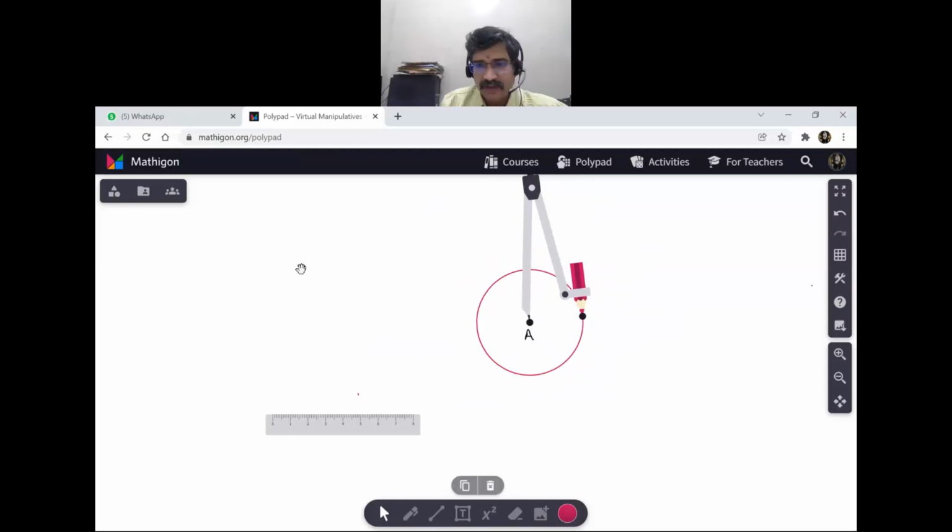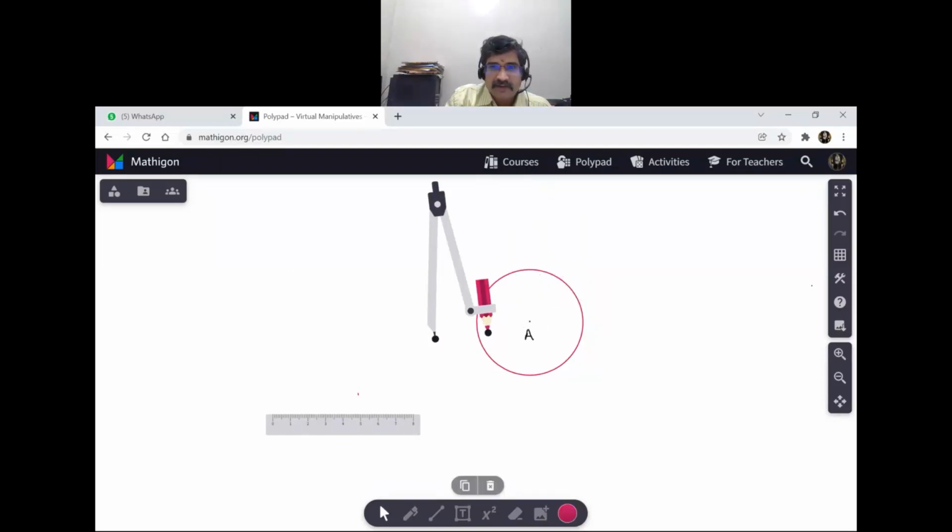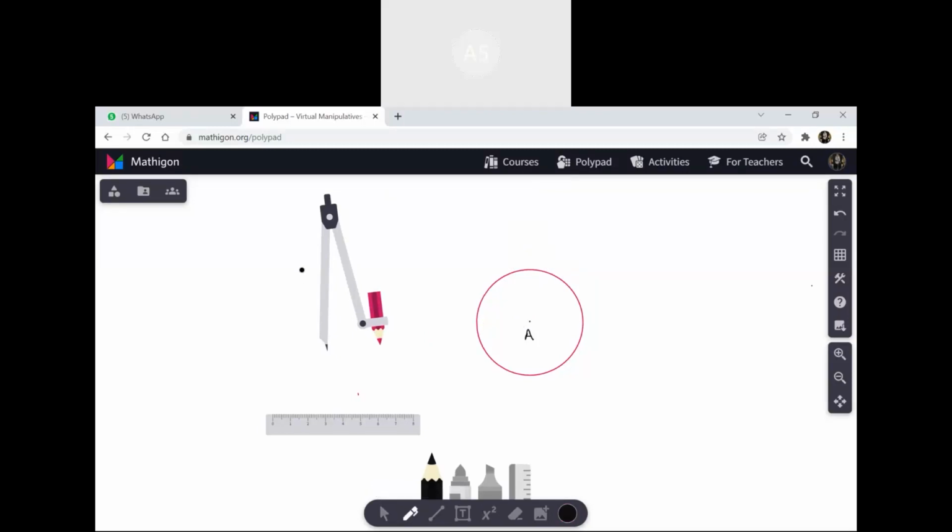Then he is asking us to draw another circle. First, I have drawn a circle with the center A. Now, next, what is to be done? I have to draw another circle with the center B, and they must be of equal radius. Yes, I must have 3 centimeter only, equal radii.